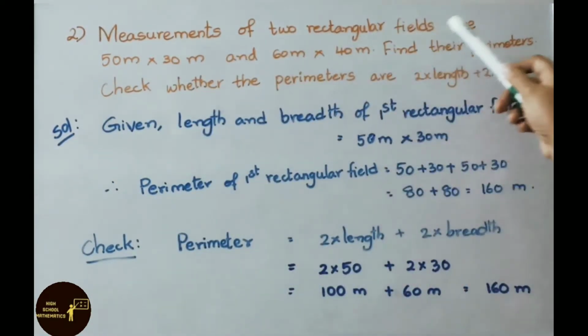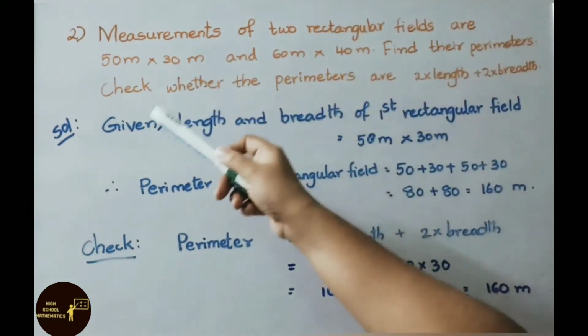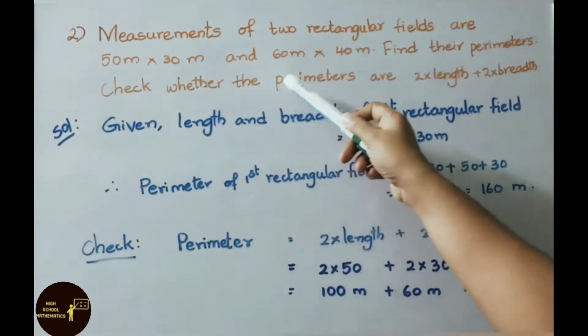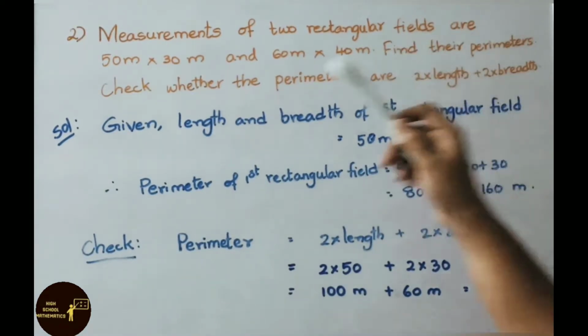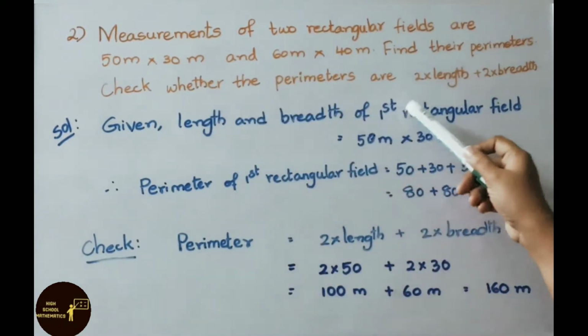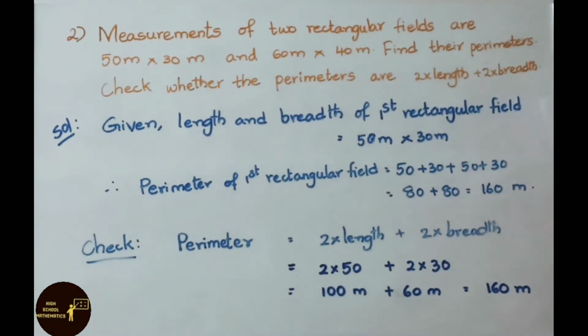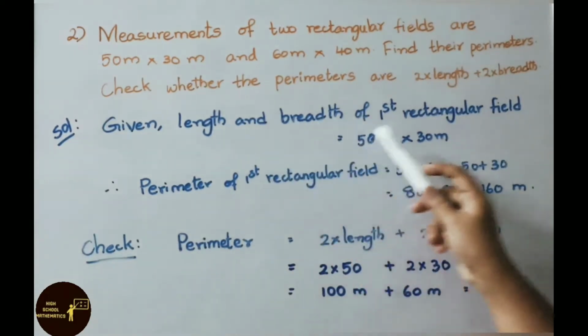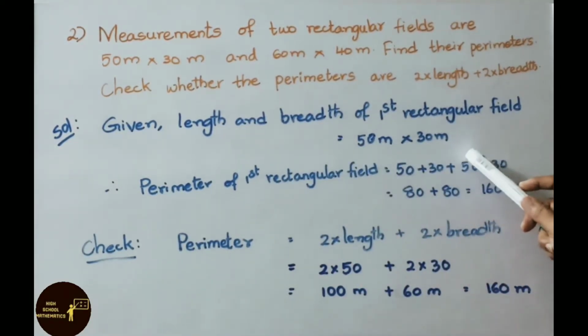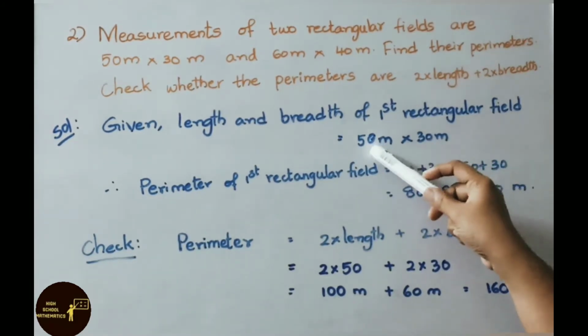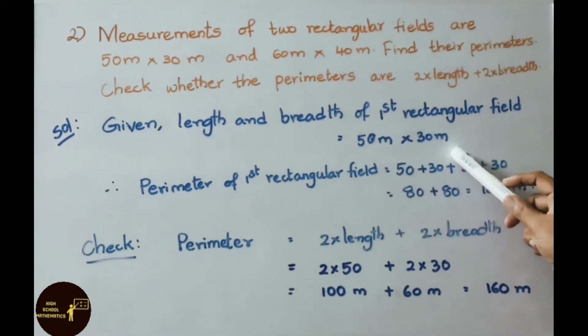See now question number 2. Measurements of two rectangular fields are 50 meters into 30 meters and 60 meters by 40 meters. Find their perimeters. Check whether the perimeters are 2 into length plus 2 into breadth. Let us see the solution. Given length and breadth of first rectangular field is 50 meters by 30 meters. That is, length is 50 meters and breadth is 30 meters.